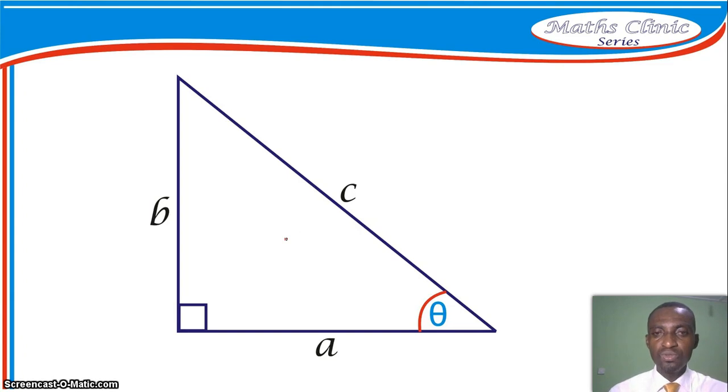In the first video, we said that trigonometry deals with measuring angles and sides of a triangle. And I told you that trigonometry normally concentrates so much on the right-angled triangle. Even though other triangles are also involved, we are going to basically work more on the right-angled triangle.